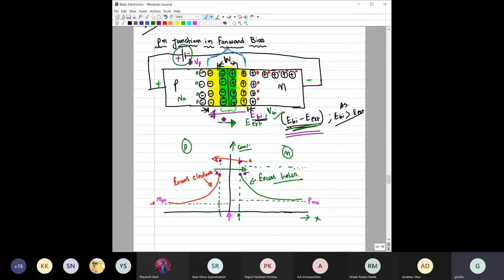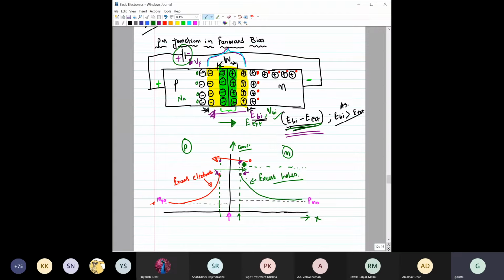Now you see, either you consider this excess electron or holes. Maybe let us consider the excess holes. For this excess hole in this N side, you see that there is a gradient, or there is a concentration gradient of excess holes in this region. And this gradient will be maintained. At equilibrium, this gradient would be maintained.